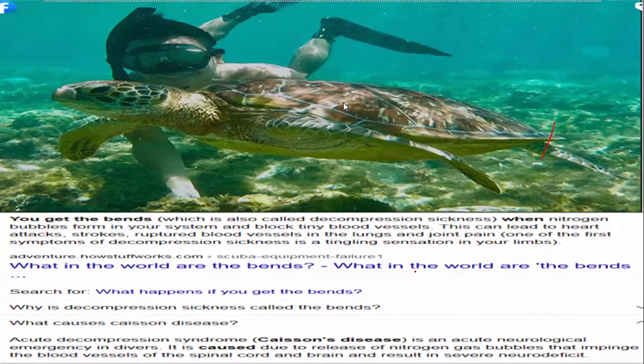So what in the world are the bends? The bends is actually decompression sickness. Acute decompression syndrome, another name, or Caisson's disease, is an acute neurological emergency in divers. It is caused by the release of nitrogen gas bubbles that impinge on the blood vessels of the spinal cord. This is the mechanism I was telling you about.